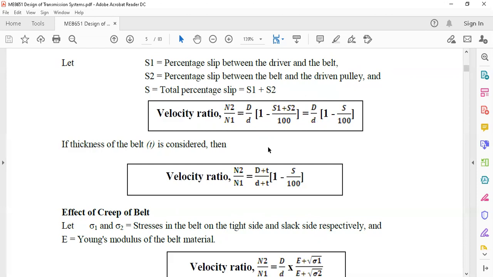If we are considering the thickness, we just add the thickness of the belt. If no thickness is given, we consider the diameter only. If they give the thickness, we also consider the thickness of the belt, which comes under D plus t divided by d plus t, into 1 minus s divided by 100. This s is the total slip: the slip between the driver and the driven pulley, and the slip between the driven and driver pulley. That comes under the calculation of the slip.